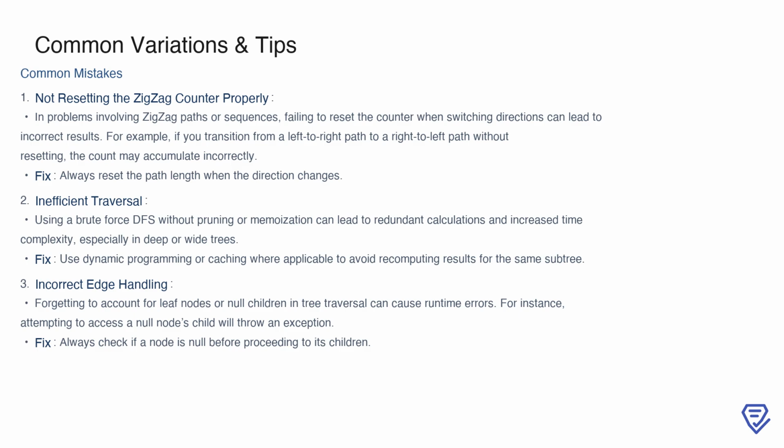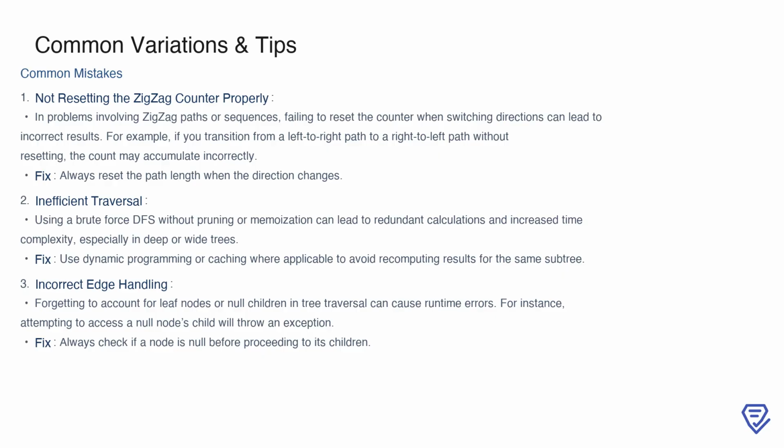One frequent error is not resetting the zigzag counter properly. For example, if you're switching from a left-to-right path to a right-to-left path, failing to reset the counter can cause the path length to accumulate incorrectly, leading to wrong results. The solution here is straightforward: always reset the path length whenever the direction changes.